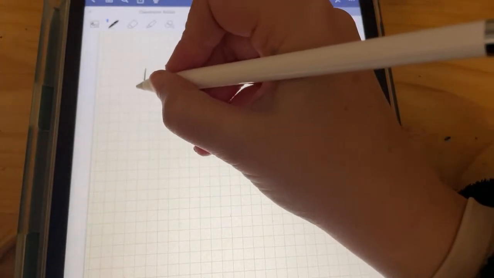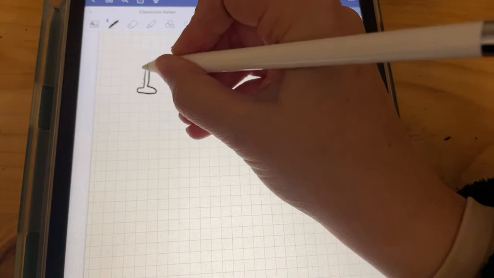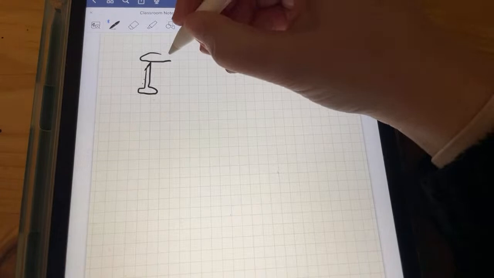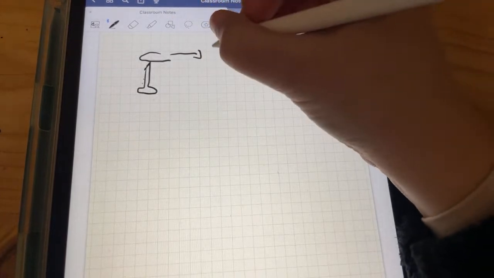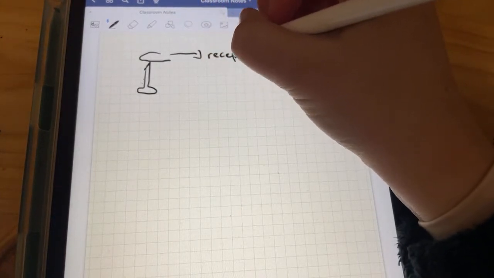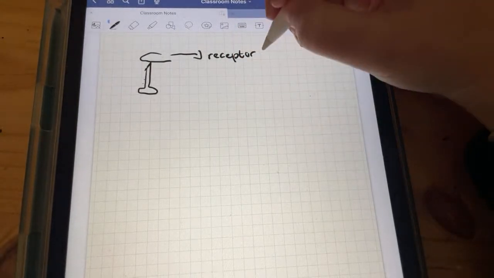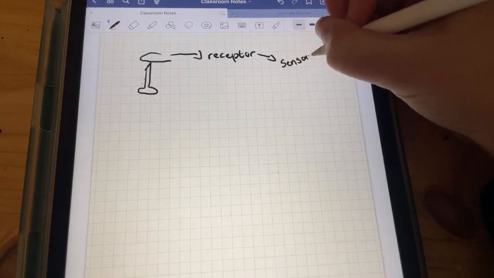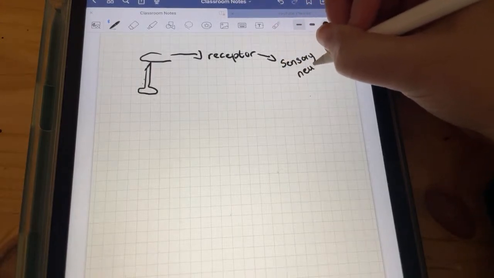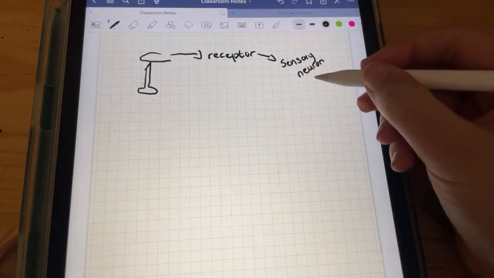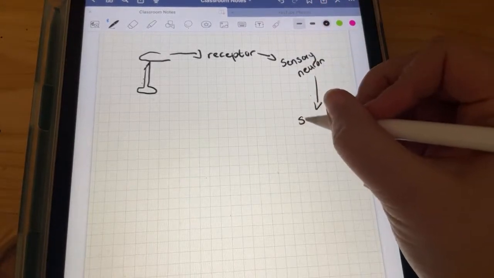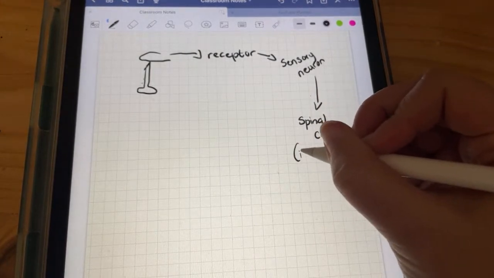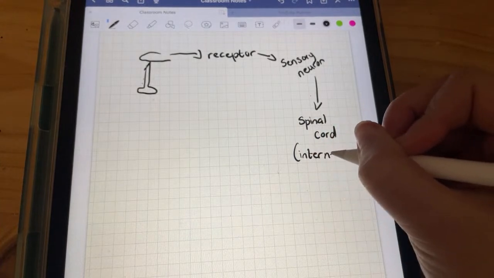Let's say, for example, there is a sharp pin, and I put my finger over it and I touch the pin. That information is received by a receptor, or a pain receptor, in my finger. That information is then sent to a sensory neuron. That sensory neuron sends that information to my spinal cord, which, by the way, is made out of interneurons.